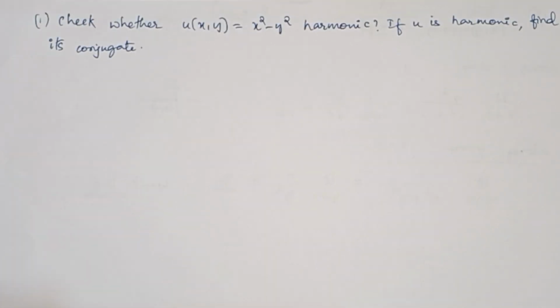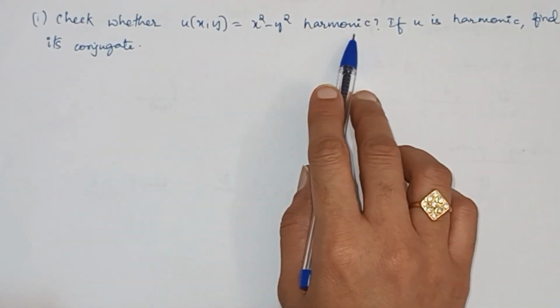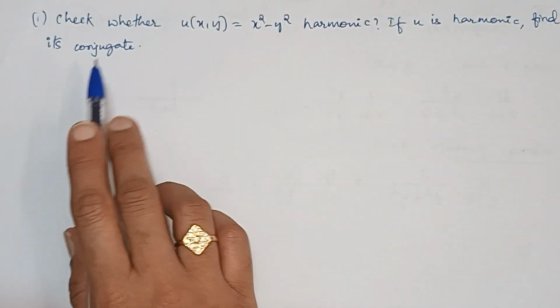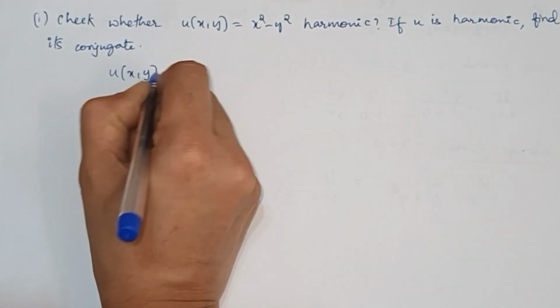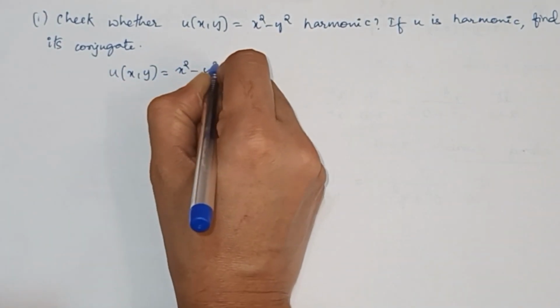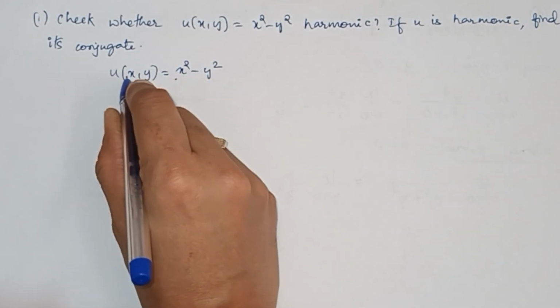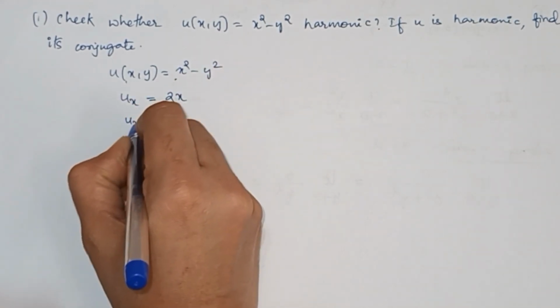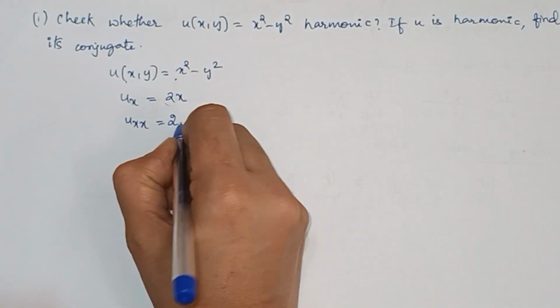Let's solve a few problems to understand the properties of harmonic functions. So here, check whether this function is harmonic. If this function is harmonic, then you have to find its harmonic conjugate. So first let us check whether the given function satisfies the Laplace equation. You find out ux, the partial derivative of u with respect to x, that is 2x, this is 0. uxx, the partial derivative of 2x with respect to x, is 2.